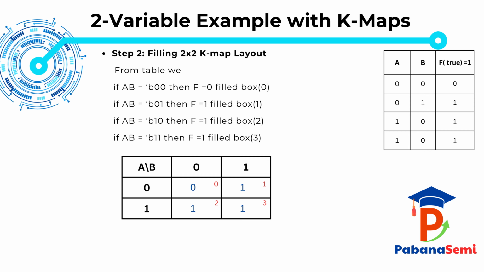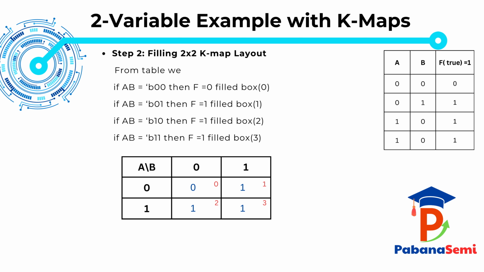Next, when AB equals 0, 1, the output F equals 1. We place a 1 in the K-map cell at row A equals 0 and column B equals 1. This corresponds to box 1 or minterm M1. Now, when AB equals 1, 0, the output F equals 1. So we place a 1 in the cell at row A equals 1 and column B equals 0. This is box 2 or minterm M2.